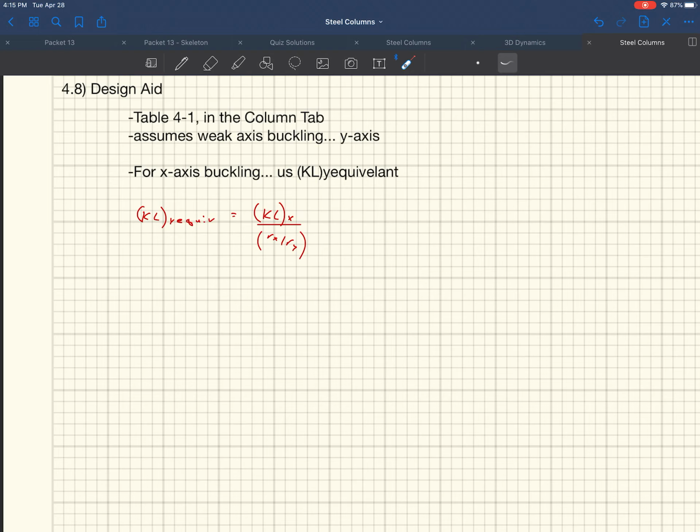And when we do an example, hopefully it'll make a little more sense. And then the largest KLY or KLY equivalent controls. Or like we mentioned before, this is the same thing, the largest KL over R controls.